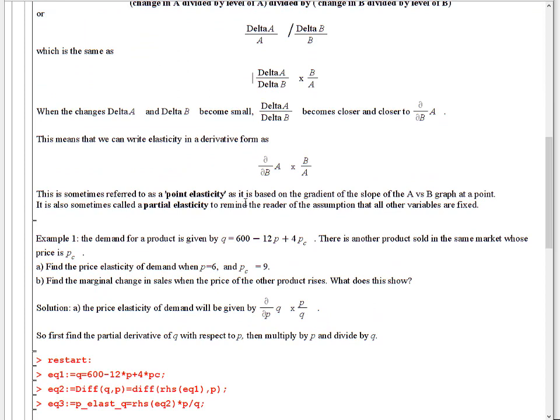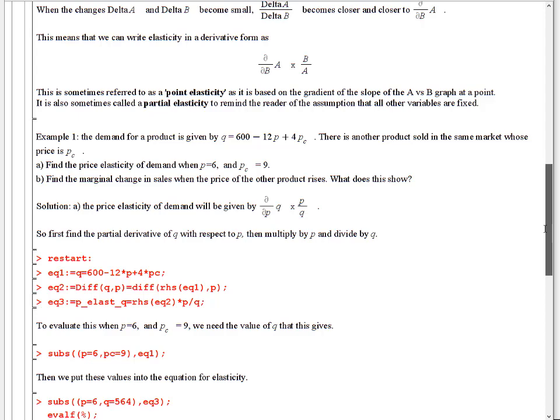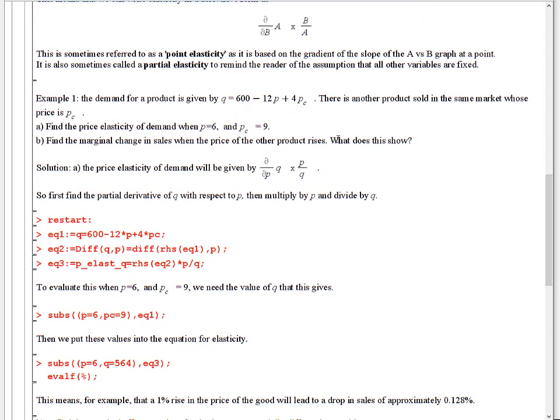So it's called the point elasticity because it's based on the gradient at one particular point of that graph, A versus B. Sometimes called partial elasticity because you're reminding people that any other variables are assumed fixed, because sometimes there are lots of other variables as well. Let's have a look at some examples to try and make it a bit more concrete.